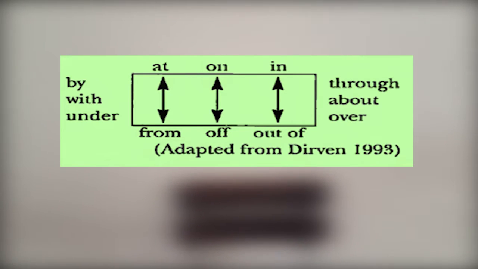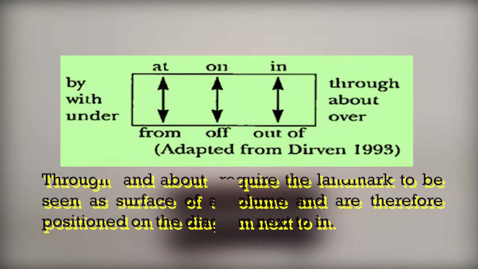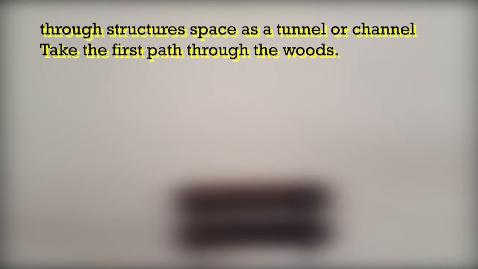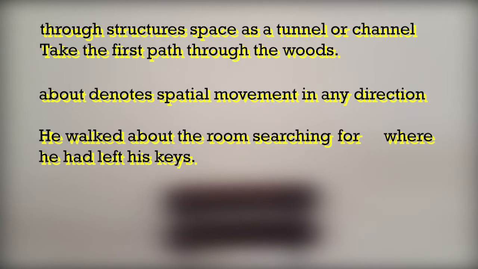On the right side of the illustration, we have the prepositions through and about. These require the landmark to be seen as a surface or a volume and are therefore positioned on the illustration next to preposition in. Preposition through structures space as a tunnel or channel. For example, take the first path through the woods. The preposition about denotes a spatial movement in any direction. For example, he walked about the room searching for where he had left his keys.